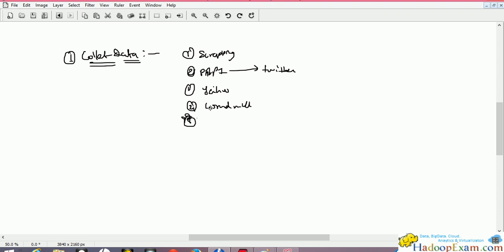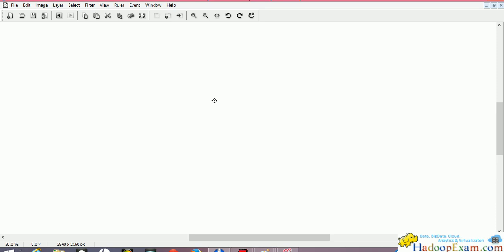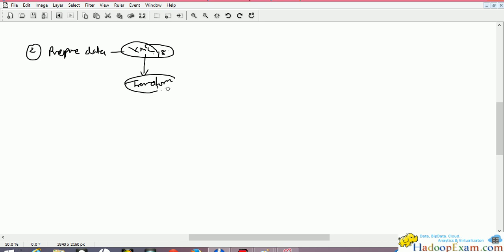Now once you have collected your data, then prepare this data, correct? It could be in XML format or semi-structured or unstructured data, movies data, audio data, and that would not fit my algorithm. Then I have to transform this. So I have extracted this data, and I need to transform it into the format which my algorithm can understand. That is a very important point.